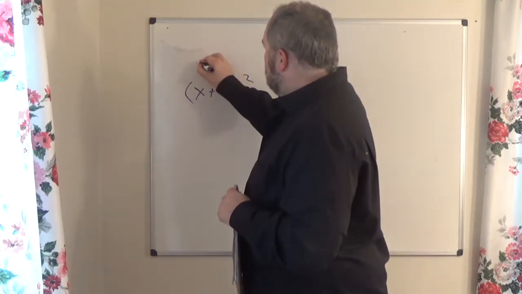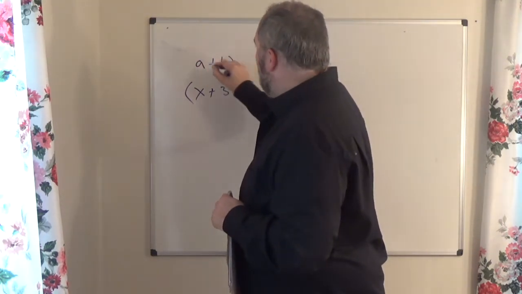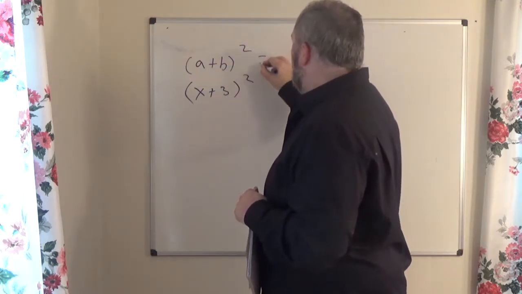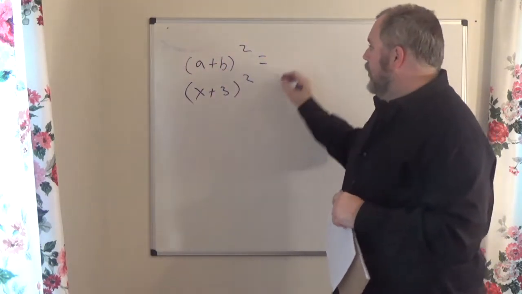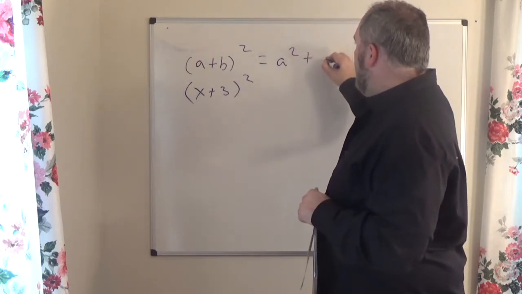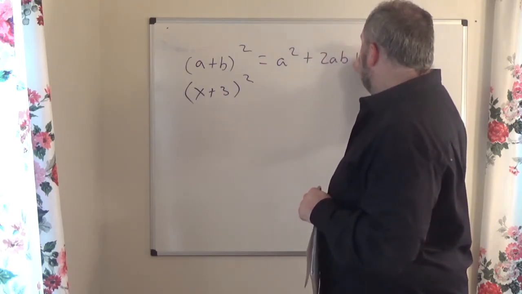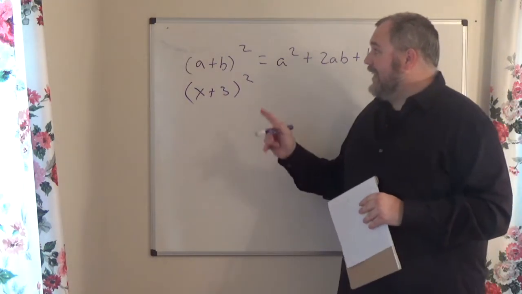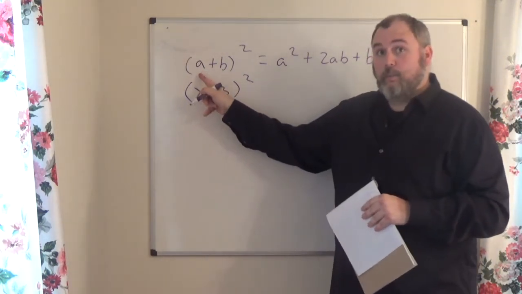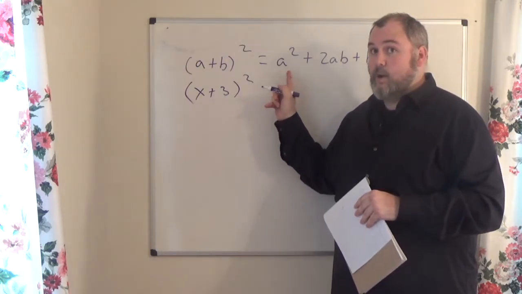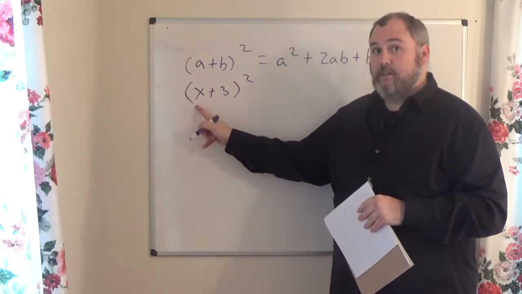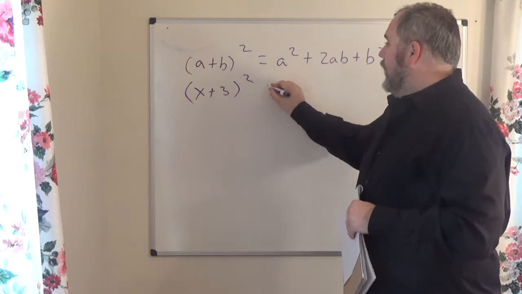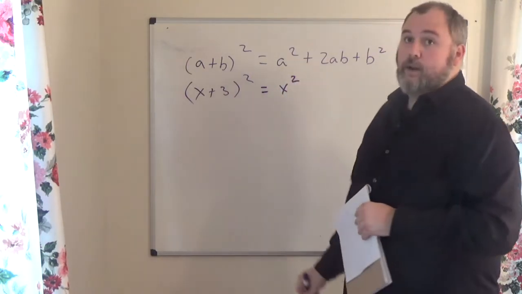So I can write this up top just so we can see a comparison. According to the square of a sum, it's going to be a squared plus 2ab plus b squared. What is this telling me to do? It's telling me to simply square the first term, which is a. So I'm going to take this first term and square it, and that's equal to x squared.